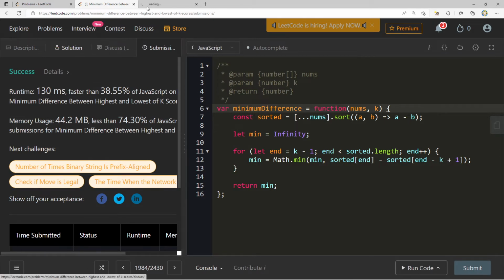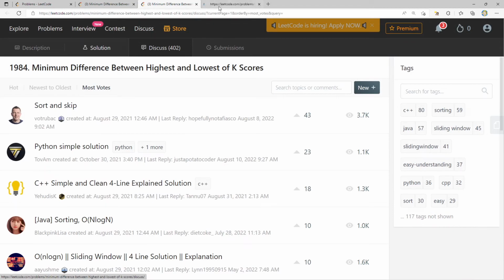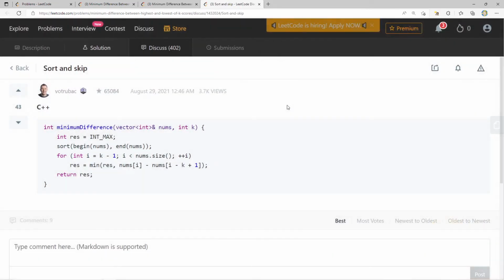Okay, let's see discussions. Sort and skip. So this is the same that we did by setting minimum equal to the max, right? We sorted it. Oh yeah, and there you go. Int i equals k minus 1, i less than nums.size, plus plus i, res equals min. Perfect.